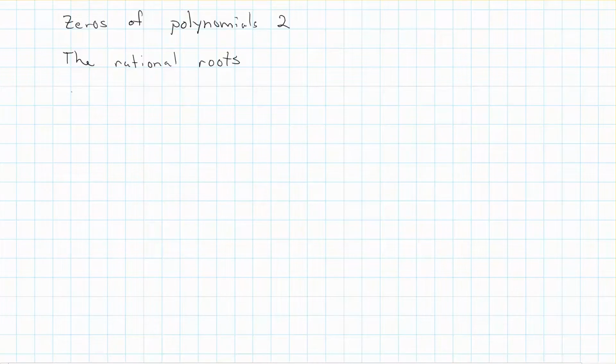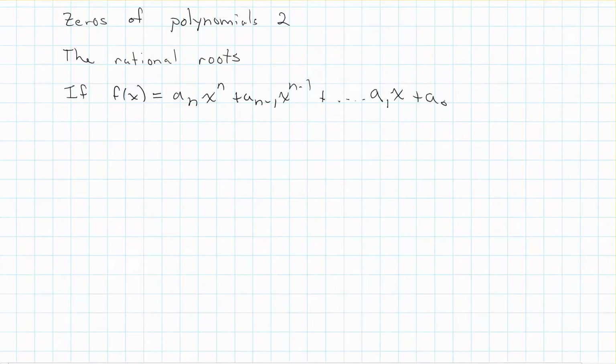So if f of x is a polynomial, we'll say f of x equals a_n x to the n plus a_(n-1) x to the n minus 1 plus dot dot dot plus a_1 x plus a_0. So if this has integer coefficients, so we have a fairly major restriction here, it's got to be integer coefficients. But we often see that.